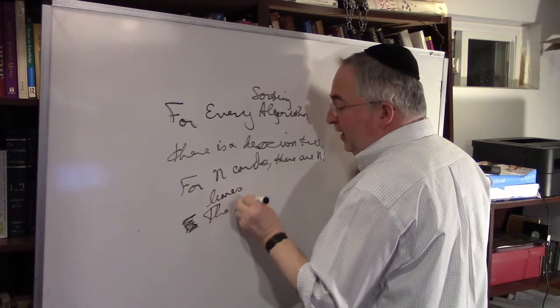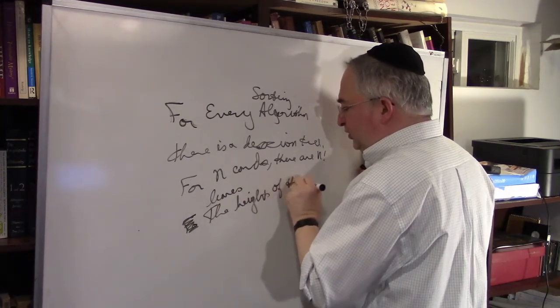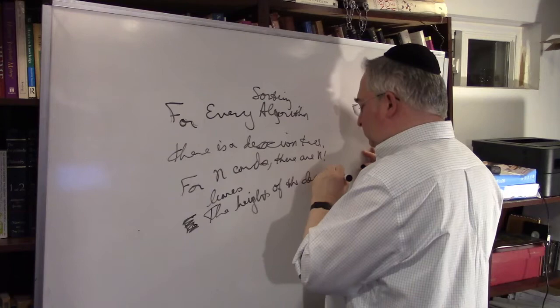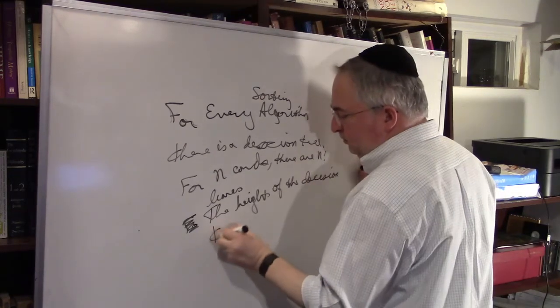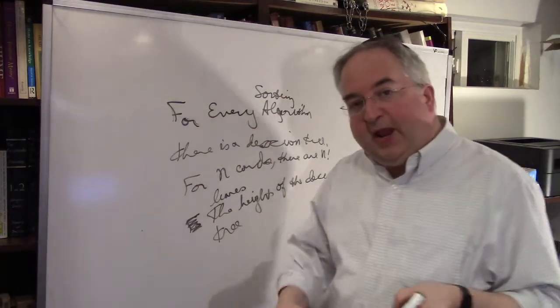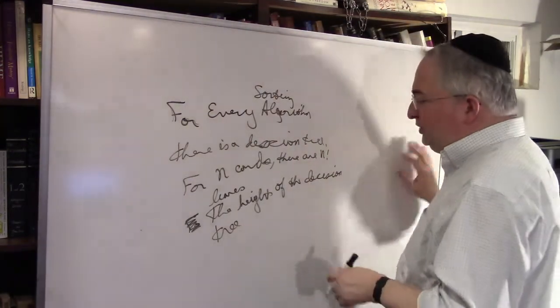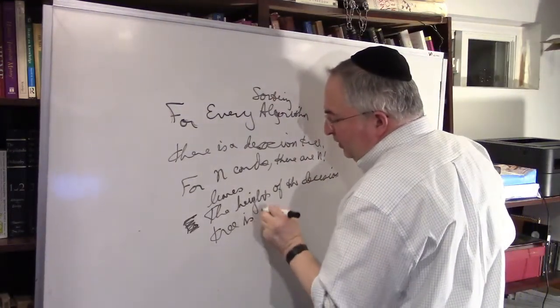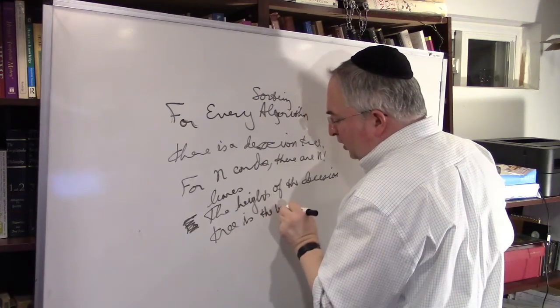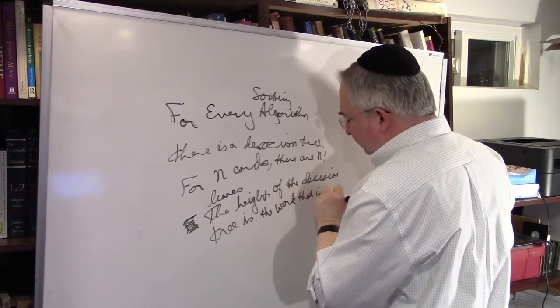The height of the decision tree. What's the height of the tree? It's the longest path from a root to a leaf. That's the height of a tree. So the height of the decision tree is the work that is done.